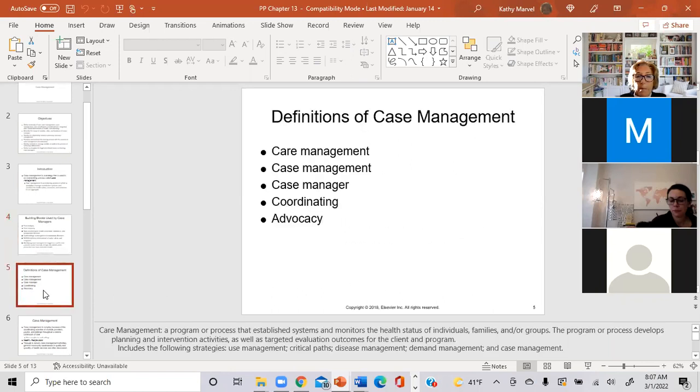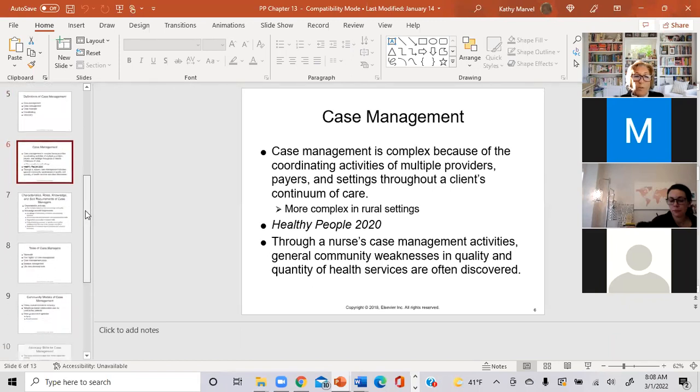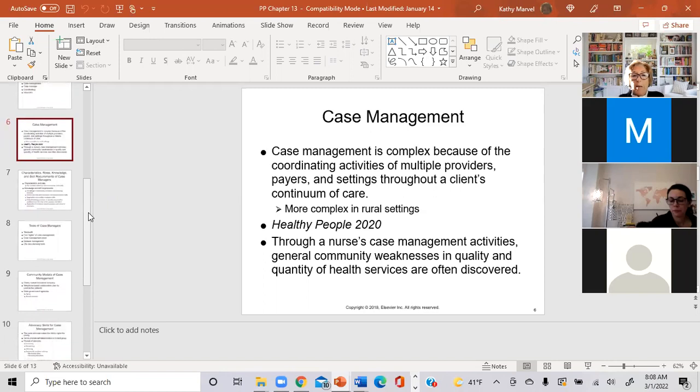Okay. Definitions of case management, care management. You may be a case manager, a coordinator, but you're always going to be an advocate. So here are your definitions. Case management is complex because of the coordinating activities of multiple providers, payers, and settings. You may be moving a patient from a hospital to long-term care, or moving a client into rehab, or working with an insurance company to get certain things covered.